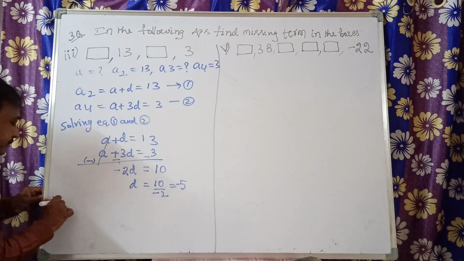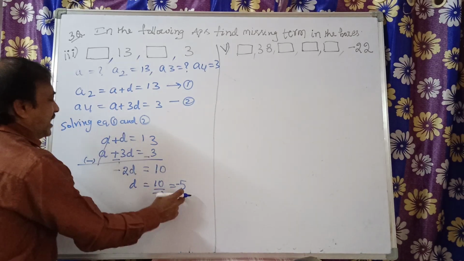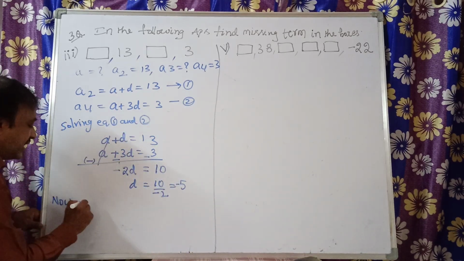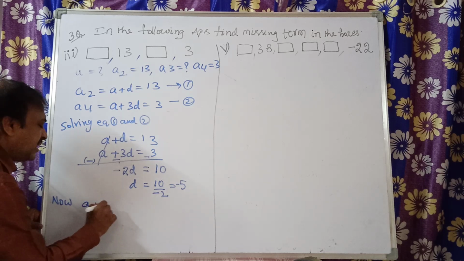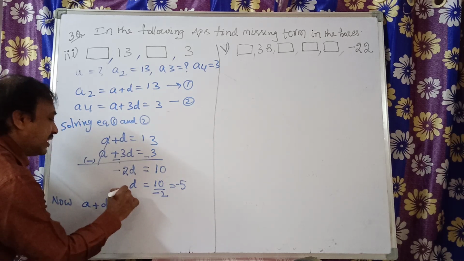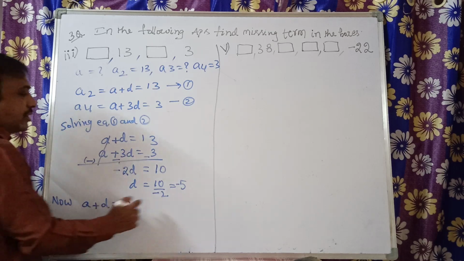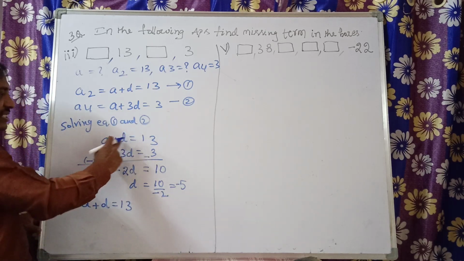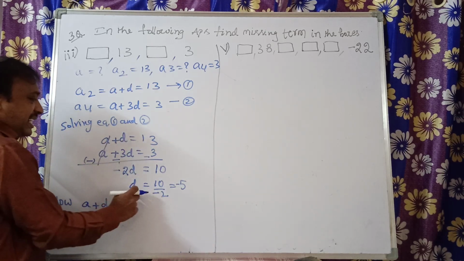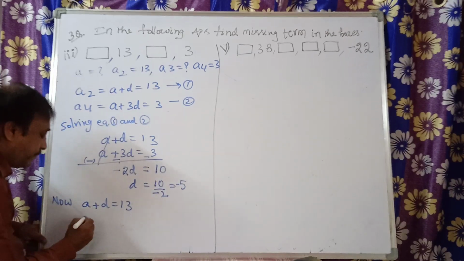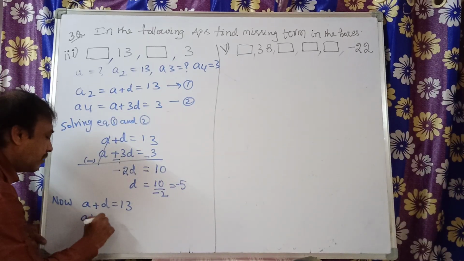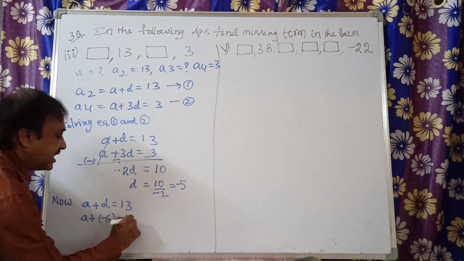Now substitute the D value in any one of the equations. A plus D is equal to 13. You see the first equation, A plus D is equal to 13. What D value did we get? Minus 5. So A plus minus 5 is equal to 13.